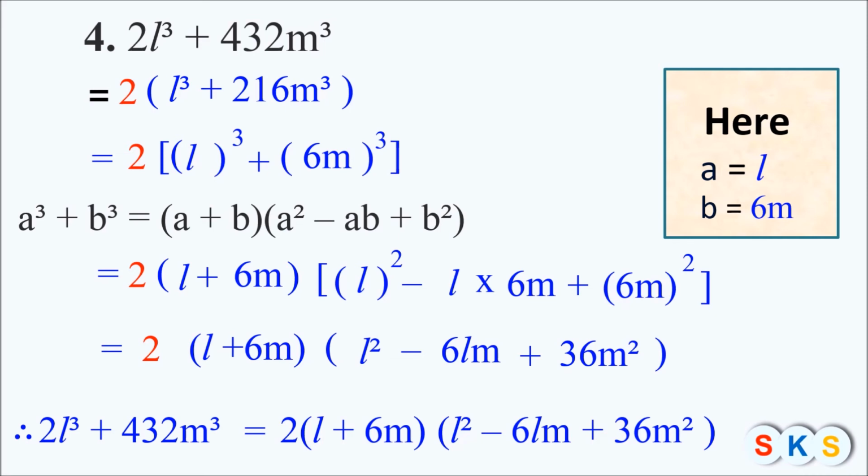Okay, so make a note, sometimes both the terms would not be perfect cubes. So to make both the terms a perfect cube, you need to take something common from both the terms. Like what is common in these two terms over here in this question? 2. Same way you have to find out the common factor in the other questions if they are not perfect cubes. Let's see the next question now.